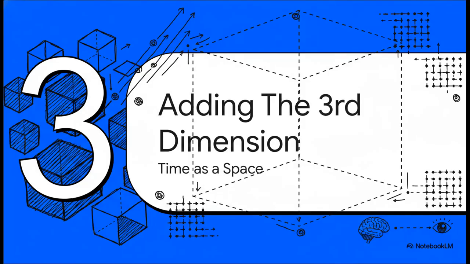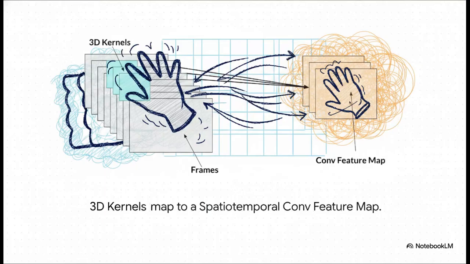Section 3. Adding the third dimension, treating time as a space. To solve this temporal blindness, researchers decided to try a brute force mathematical solution. They extended the convolution itself right into the third dimension. And this brilliantly illustrates the leap to 3D CNNs. Notice how the kernel, the mathematical filter scanning the data, doesn't just slide over height and width anymore. No, it now slides over height, width, and time simultaneously.